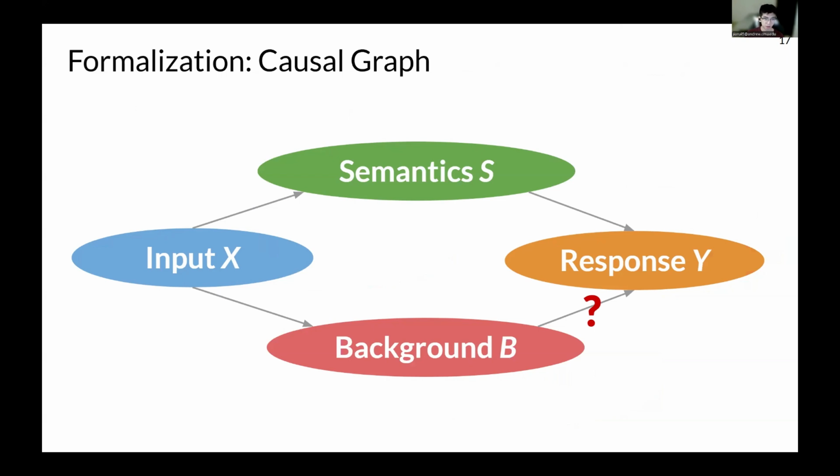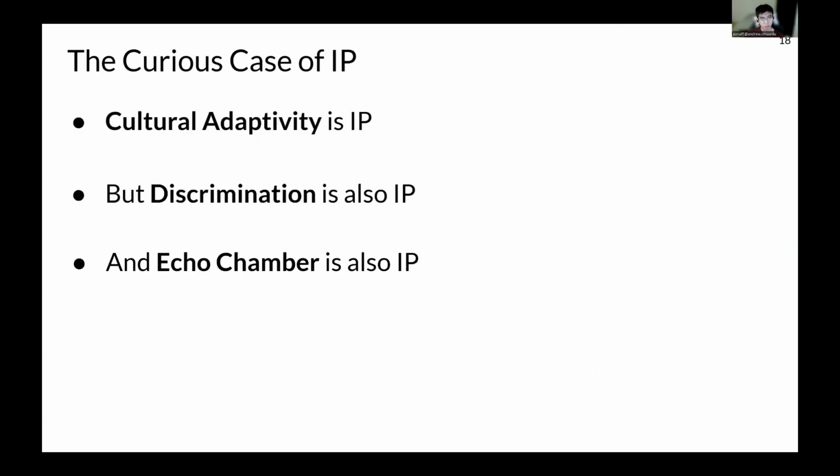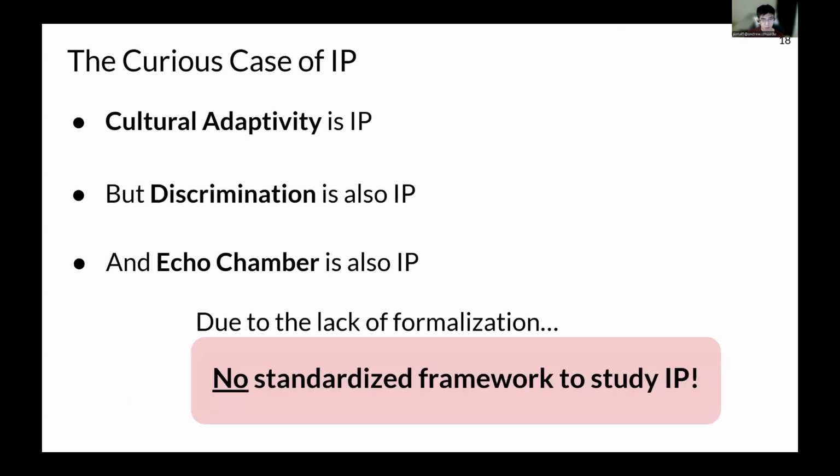So to answer the question about the existence of IP: implicit personalization can manifest in multiple ways, from cultural adaptivity to potentially negative forms like discrimination or creating echo chambers. Despite its significance, there hasn't been a standardized framework to study IP comprehensively.